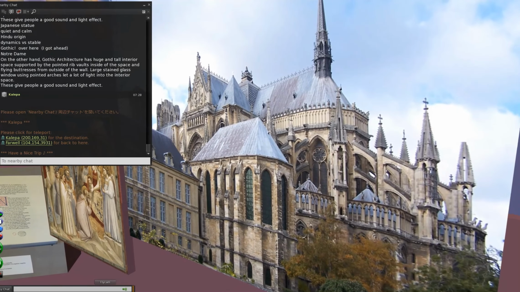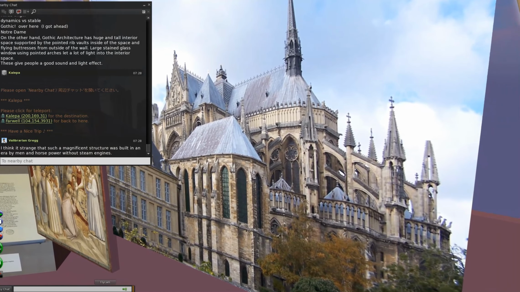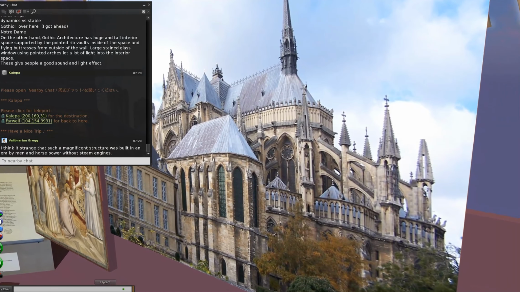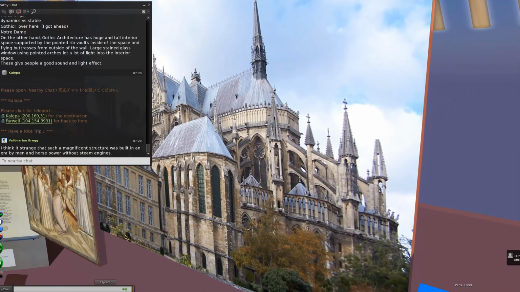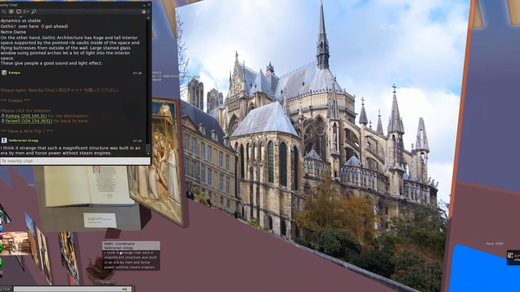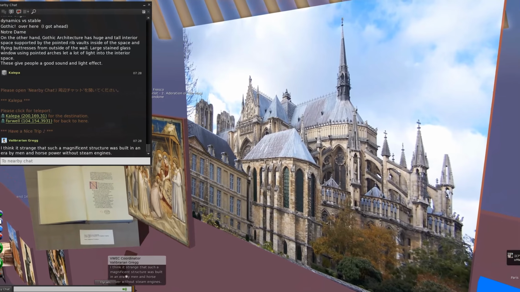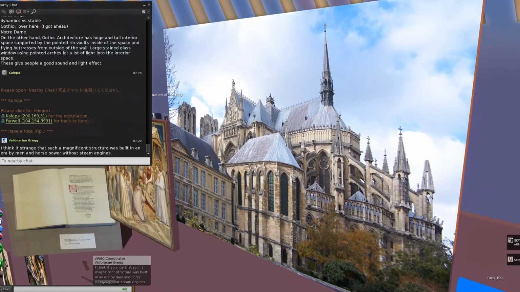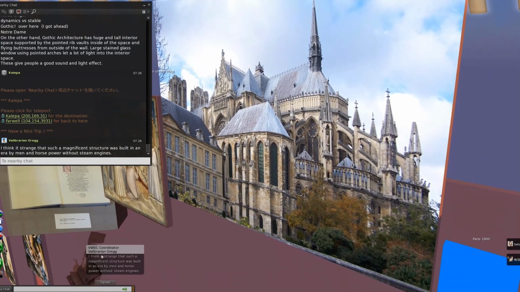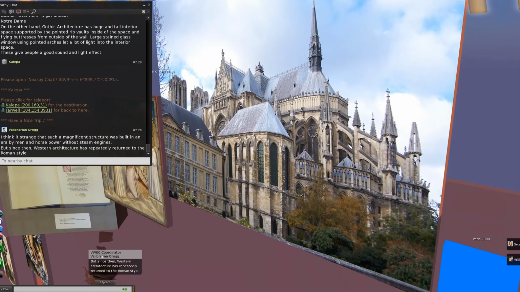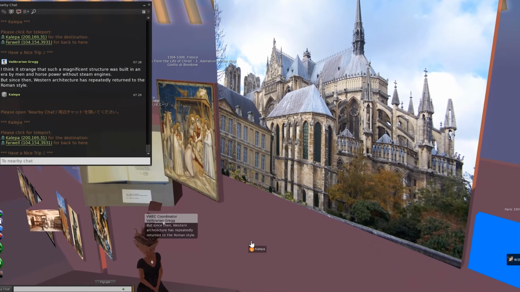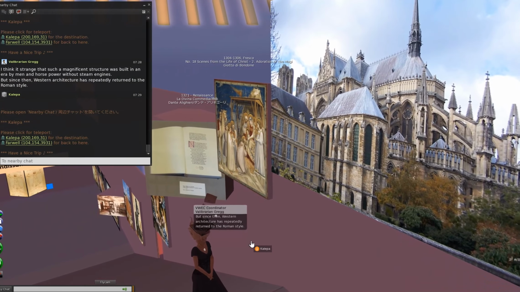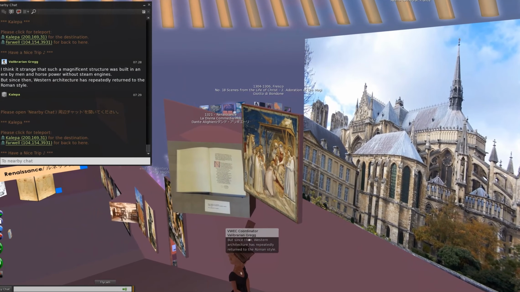I think it is strange that such a magnificent structure was built in an age of man and horsepower only, without steam engines. Such deluxe architecture was possible to build not only because of engineering development, but also because of the Roman Empire's alliance with the Catholic Church. But since then, Western architecture has repeatedly returned to the Roman style. I'll talk about that later.